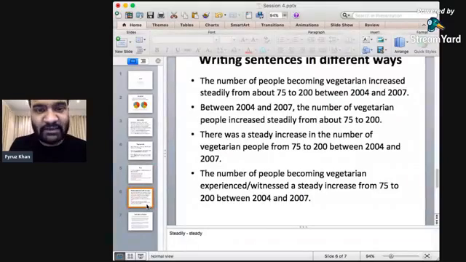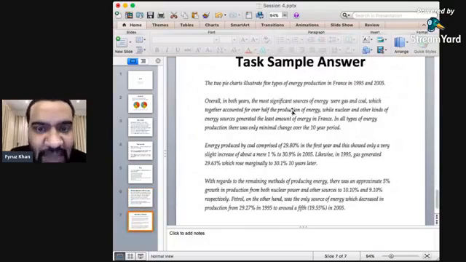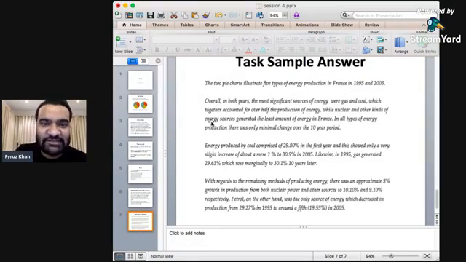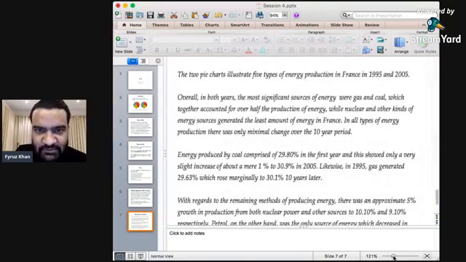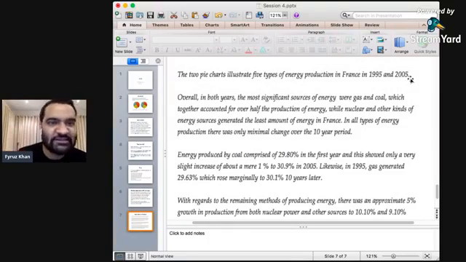So yeah, we've already talked about this, writing sentences in different ways. Okay, writing sentences in different ways. This is quite easy. Okay, we've talked about it. Now let's have a look at the sample. Okay, let's have a look at the sample. So this is your introduction. I hope you can see clearly. I will try and zoom it. Okay, this is the introduction. They have paraphrased it. The two pie charts.